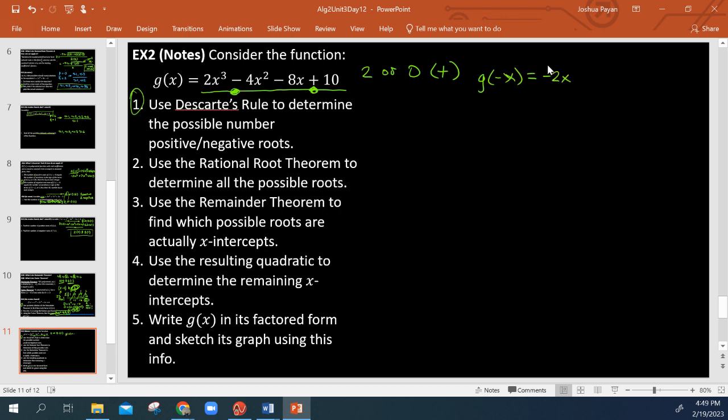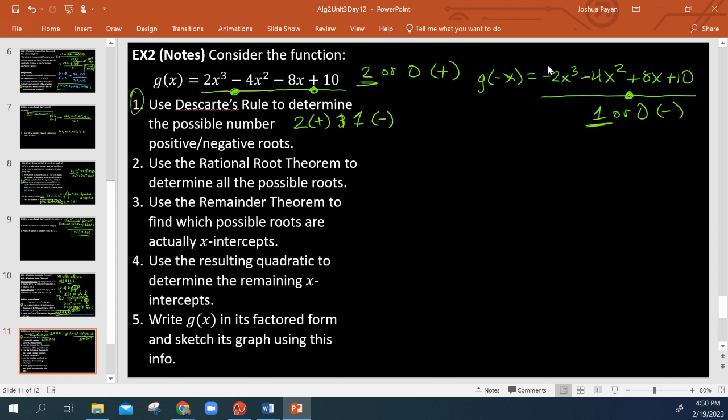So that would be negative 2x to the third minus 4x squared, that's unaffected, plus 8x plus 10, also unaffected. So we're starting negative, staying negative, switching to positive, and staying positive. So that means 1 or 0 are negative. So all in all, we must have 2 positive, 1 negative. So 2 positive and 1 negative. And we could have figured that out just from the beginning, right? Because 2 plus 1 is going to give us 3.